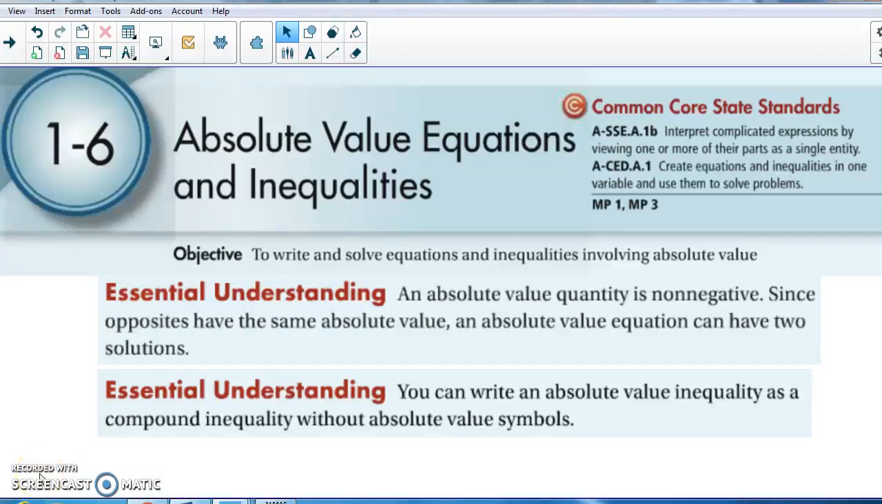Hey guys, today we're going to do 1-6 absolute value equations and inequalities. Our objective is to write and solve equations and inequalities involving absolute value.